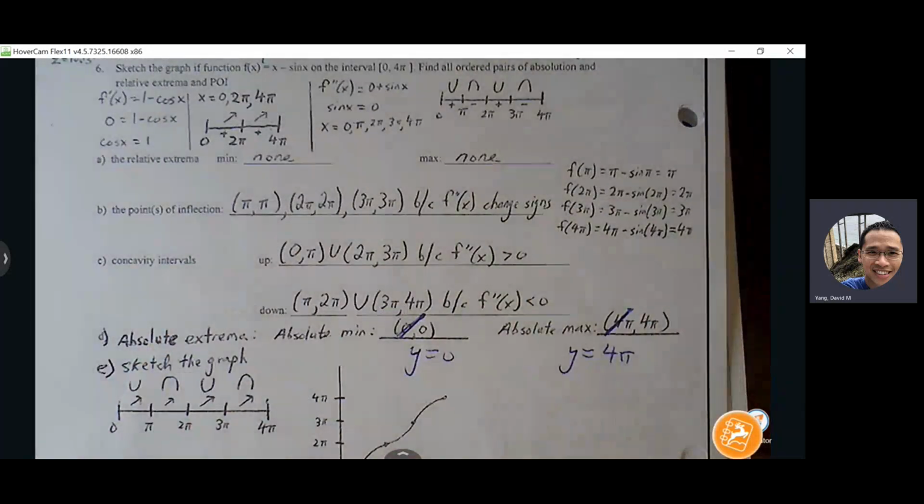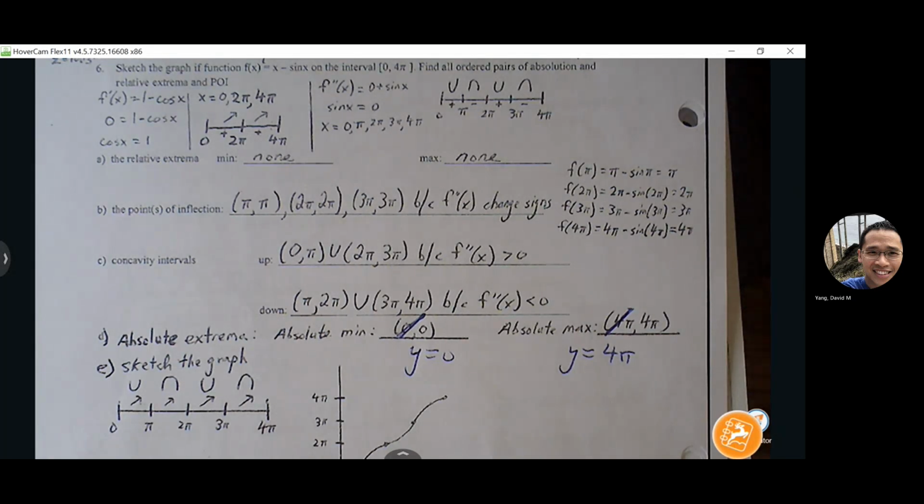Okay, go ahead and practice filling out the rest of the information that's asked of you. And that's easy. You can just pull all that from your concavity and slope sine line. Points of inflection, concavity, intervals. Okay, any questions? Okay, good.